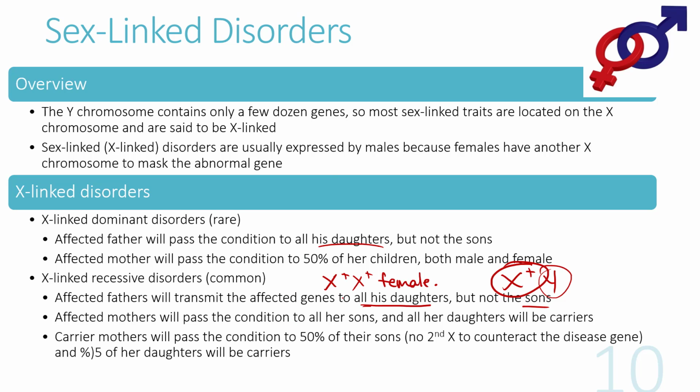An affected mother would pass the condition to all her sons, because both of her X chromosomes are affected. And all her daughters will be carriers, assuming that the father is normal, right? If the mother is a carrier, she would have one affected X chromosome and one normal one. So she would pass the condition to 50% of her sons, and 50% of her daughters will be carriers.